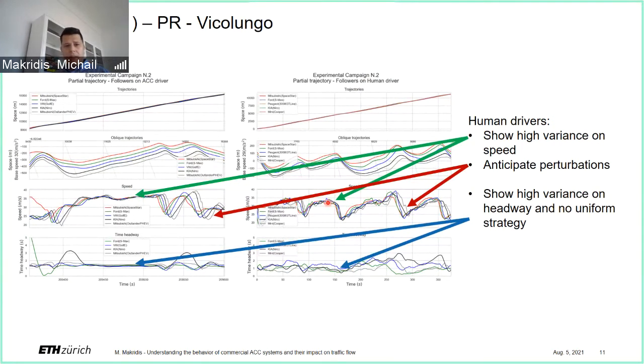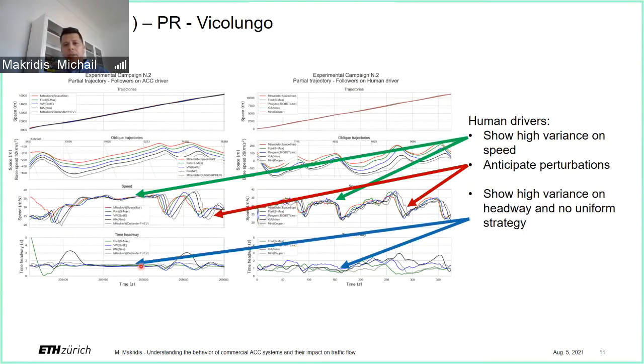A second thing that we can easily observe is this amplification of the perturbation. So the red vehicle here decelerated with some speed, and then we see that the magnitude of this perturbation increases upstream as we go on the platoon. For the drivers, it's a bit messy, but they manage to cope with any perturbation that comes from the leading vehicle.